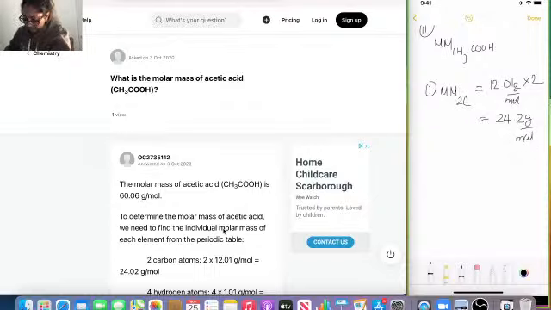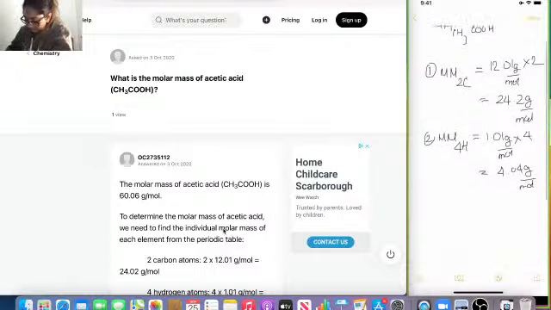The next step is to find the molar mass of the hydrogen atoms in acetic acid. We have 4, and the molar mass of 1 hydrogen atom is 1.01 grams per mole. We have 4 right here, so you multiply this by 4, and you get 4.04 grams per mole.